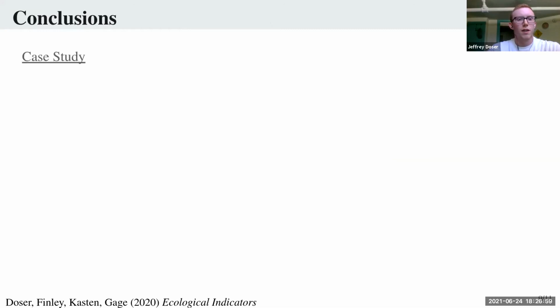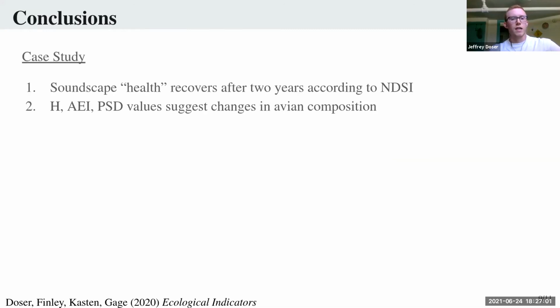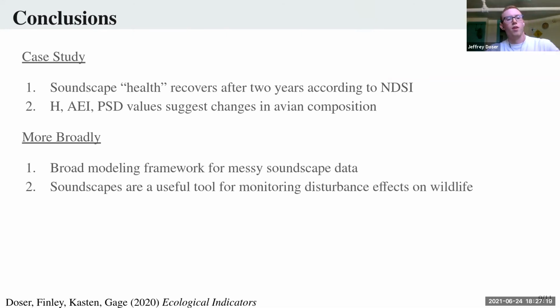And just to wrap up here, just quickly summarize what I talked about. Through the case study, we saw that the soundscape health recovered after 2 years with the NDSI, but then these additional indices really suggested shifts in the composition of the soundscape and then also potentially in the avian community as well. And then just taking this a bit broader, I think these soundscapes are really useful tools for an initial monitoring of disturbance effects on wildlife.